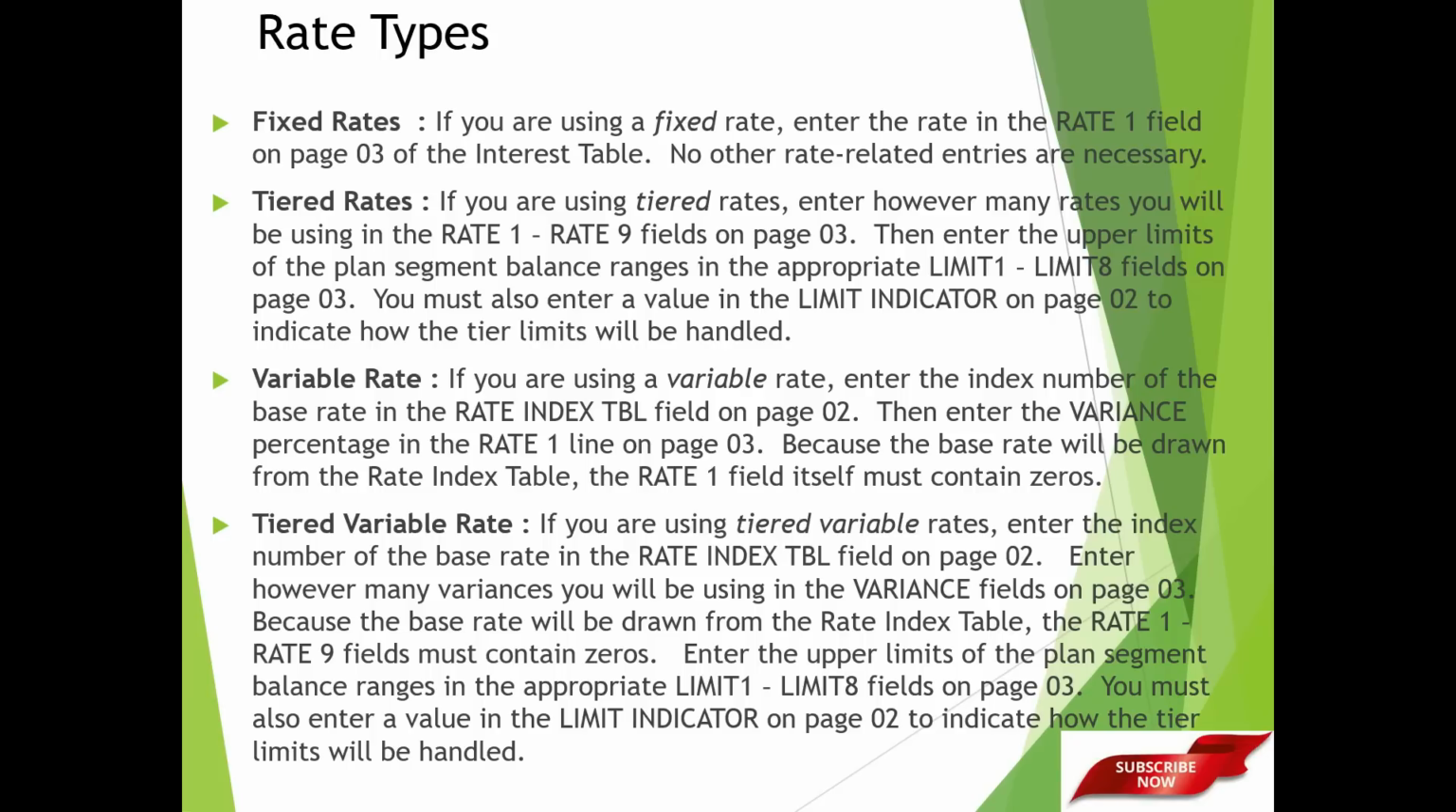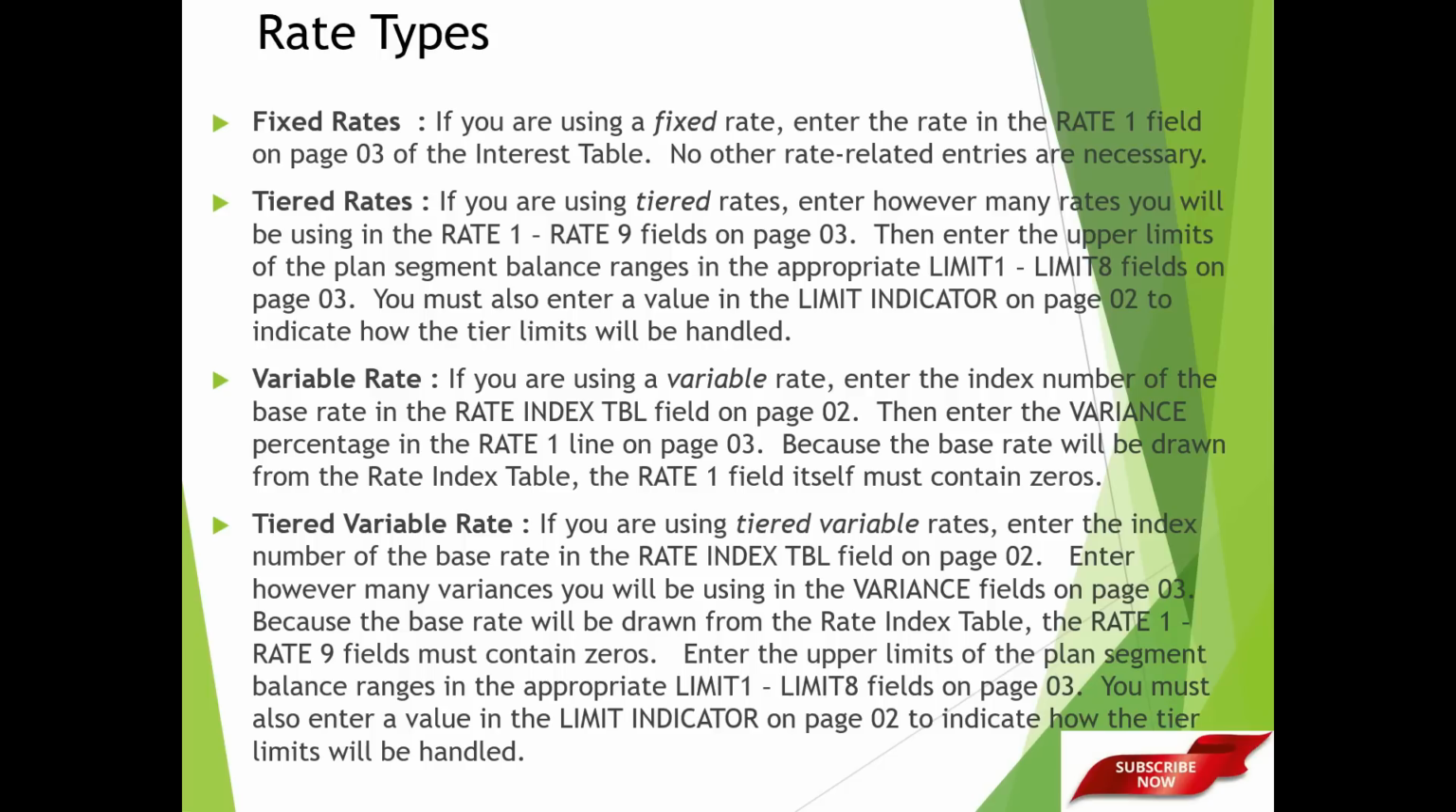If you are using variable rate, enter the index number of the base rate in the rate index table field on page 02. Then enter the variance percentage in the rate 1 limit on page 03. Because the base rate will be drawn from the rate index table, the rate 1 field itself must contain 0 here.